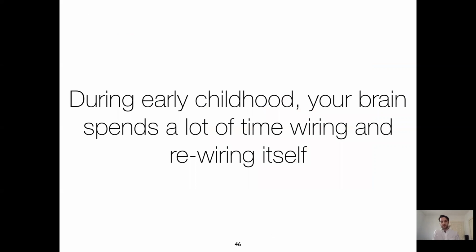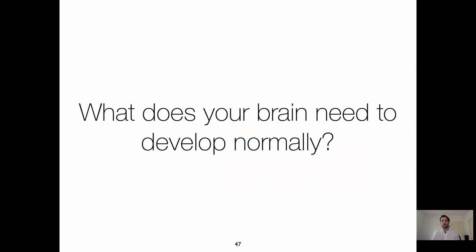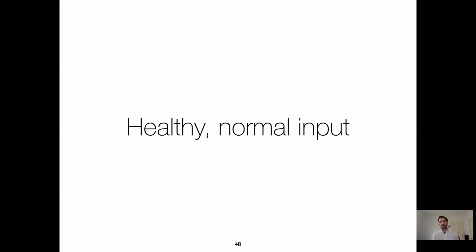So it seems as if during early childhood, your brain spends a lot of time wiring and rewiring itself. It creates these connections, it cuts them back, and all these different things. A natural thing to wonder is what exactly your brain needs to develop in this normal way. If it's going to create these connections and expand in this way, what needs to go on? The simplest way to think about it is that these brains need healthy, normal, typical input.